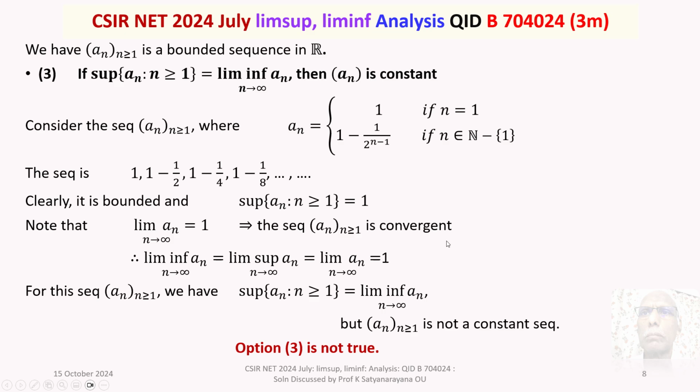So, summarizing all the options, the answer to this question is option 3. Why? Because we have to identify that option which is not true, which is false. The false option is option 3. The remaining options 1, 2 and 4 were true. Thus, the answer to this question is option 3.